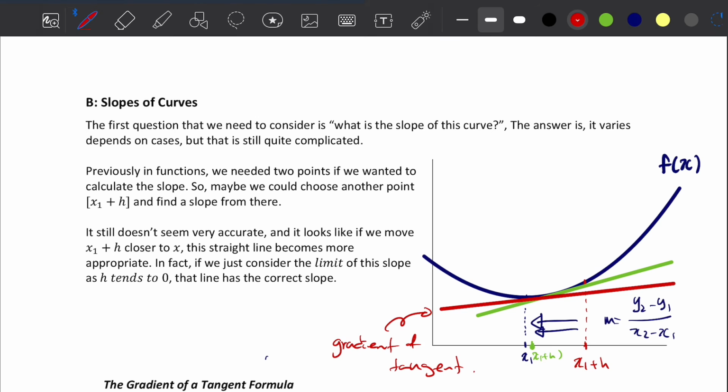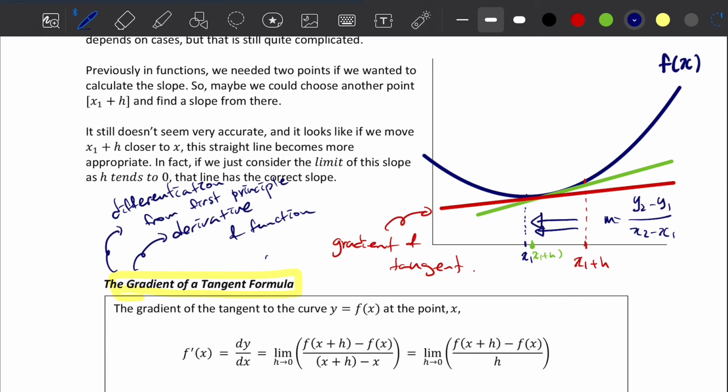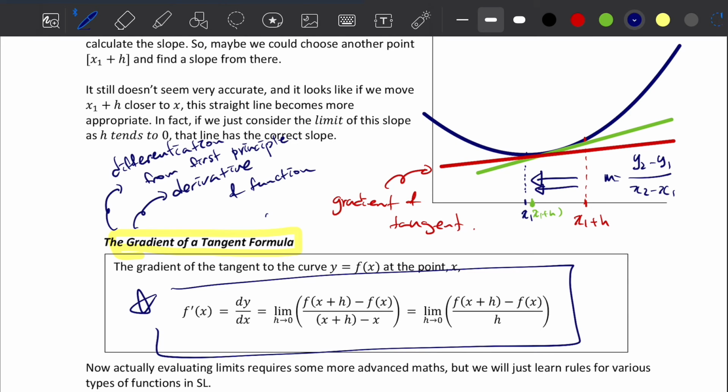So the gradient of the tangent formula. The gradient of the tangent is actually the same as the derivative of the function, or differentiation from first principles. If we want to calculate the gradient of the tangent using the limit, this is the formula. And as I told you before, we are never really going to use the concept of the limit to calculate the derivative of a function; we're just going to use the first principle rule.